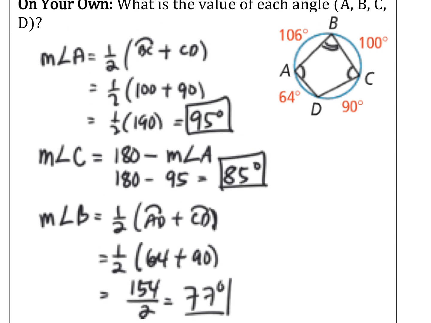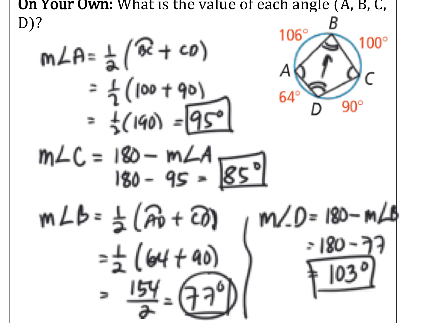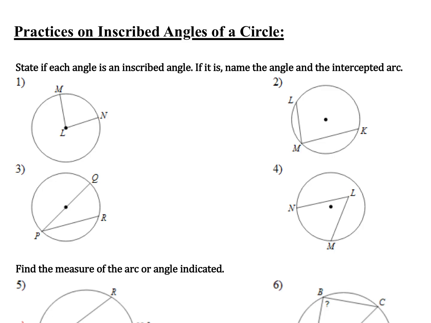Now we're going to get its opposite, which is angle D. The measurement of angle D is going to be 180 minus the measurement of angle B, which is its opposite. So that's going to be 180, and our measurement for angle B here is 77. Therefore, 180 minus 77 is going to give you 103 degrees. That's it.